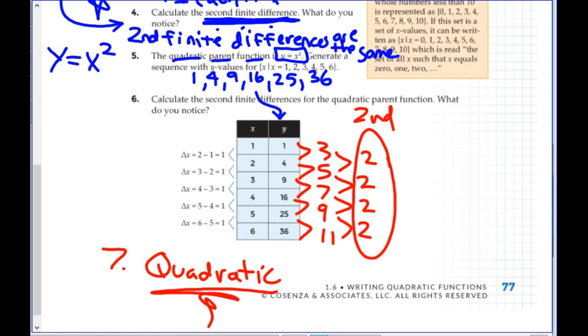Cool. So we're going to use this to do an assignment tomorrow. Remember, second difference, if that's the same, it's quadratic. Okay, remember that. Cool.